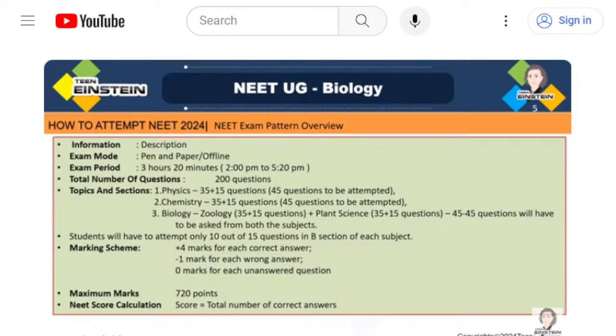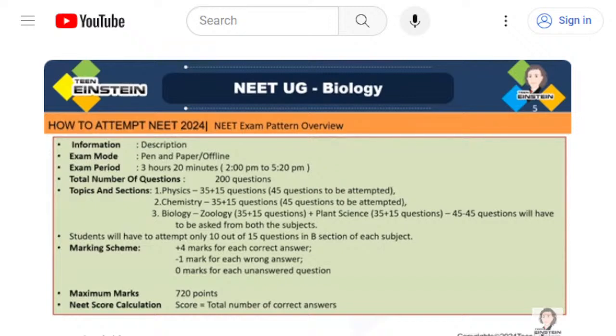Okay. Then an additional 20 minutes were added this time. See, we can see here 3 hours and 20 minutes, right? So those 20 minutes were added this time to bring the total time for NEET-UG 2024 to 200 minutes. Clear? Only the first 10 questions.